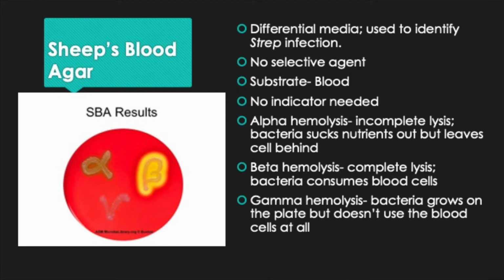And the third option is gamma hemolysis. Now, gamma hemolysis is rare, and this is where the bacteria can't utilize the blood at all. So it does nothing. The bacteria will simply grow on top of the SBA. You will not see a green color, and you will not see a clearing. Like I said, this is very rare.